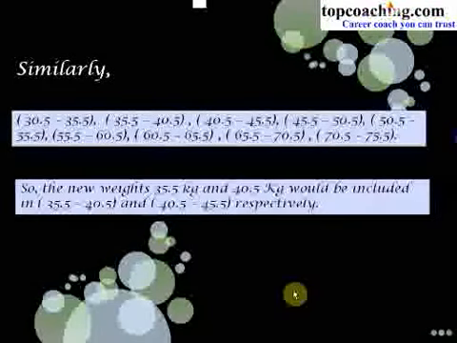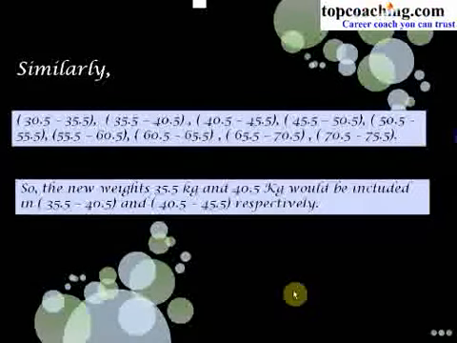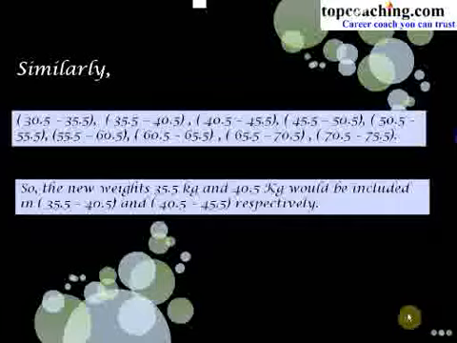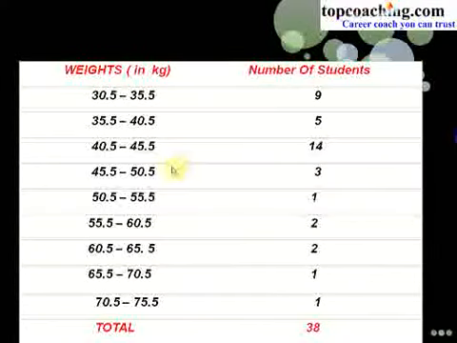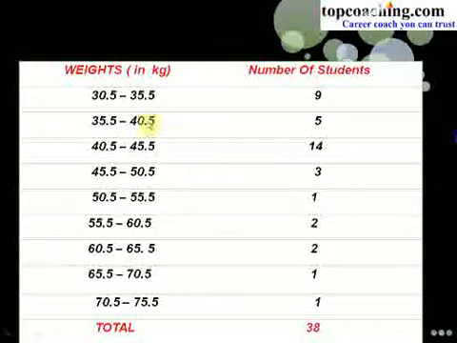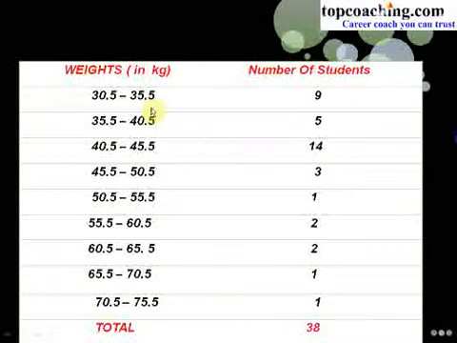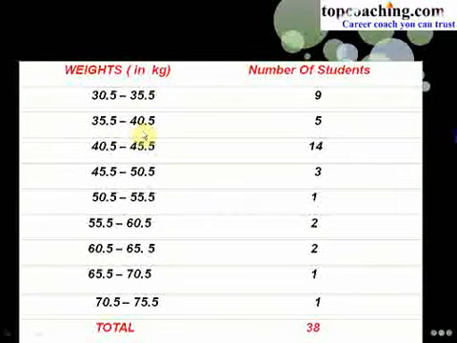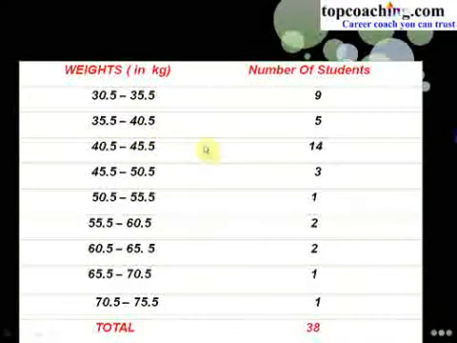Now students, it is possible for us to include the weights of the new students in these classes, as we found out some problems in the previous table. But another problem crops up, that is 35.5 appears in both the classes, 30.5 to 35.5 and 35.5 to 40.5. In which class do you think this weight should be considered?